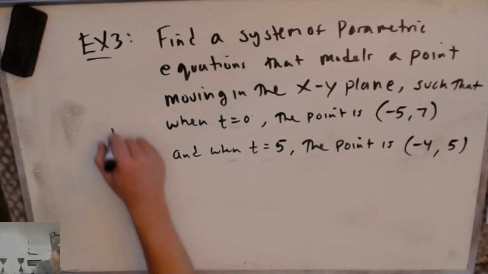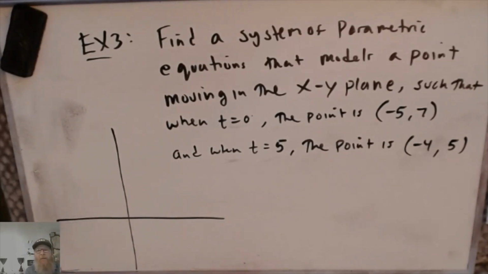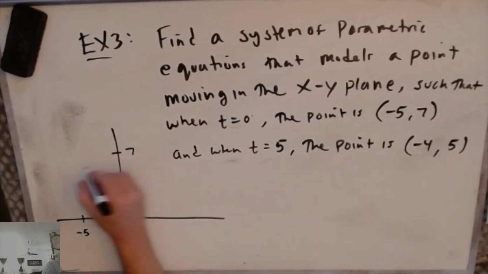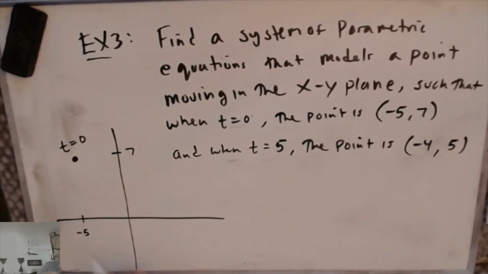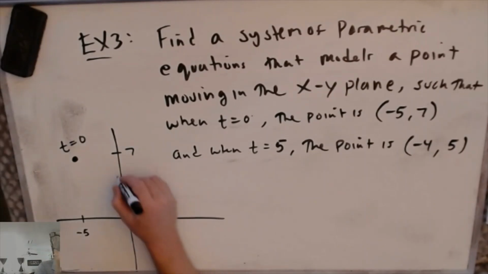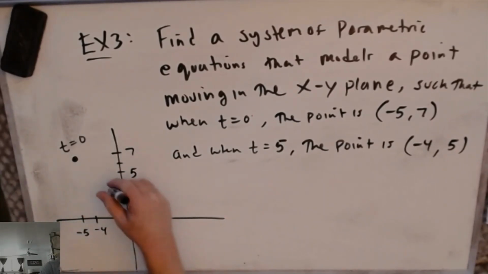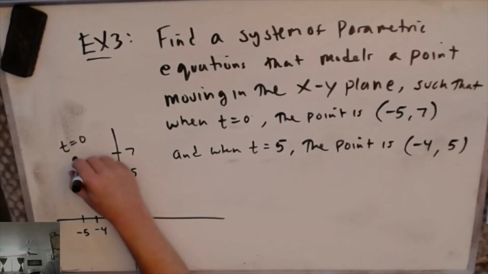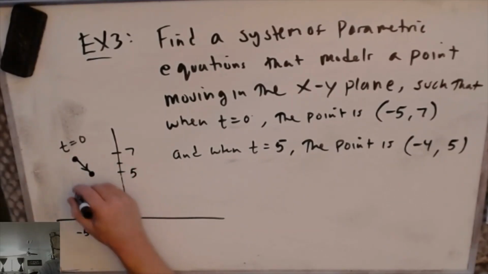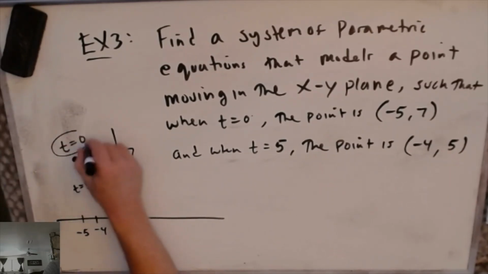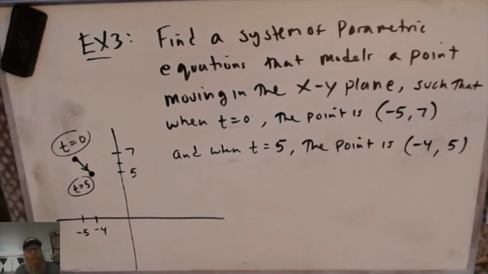So let's draw a rough sketch of what we want. We want a parametric equation that starts over here at -5 and 7 when t is equal to 0, and then moves over 1 unit to -4 and down 2 units to 5. And it's going to do that over the course of 5 seconds. I guess you can think of t as being seconds. So starting at 0, you're here at -5 and 7.